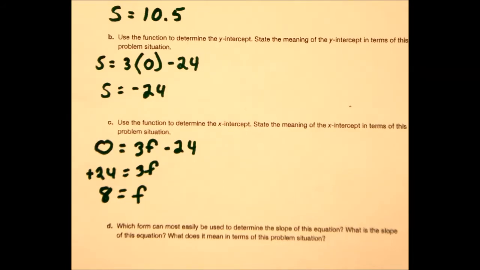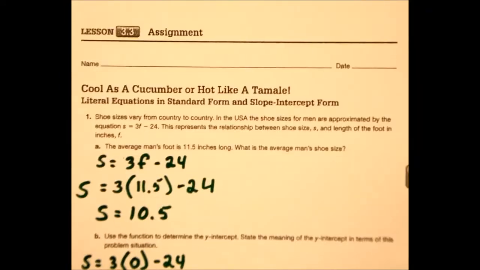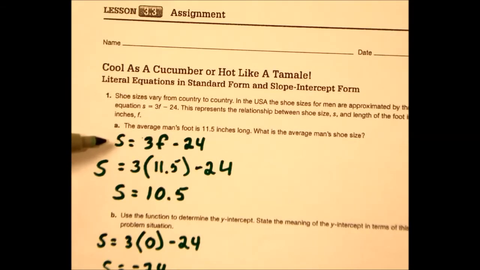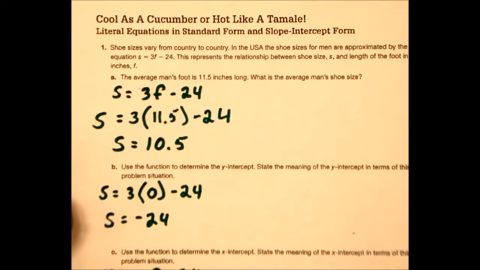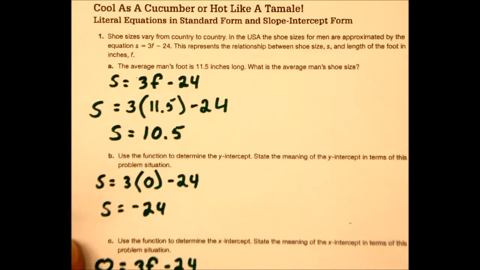Okay, so the easiest way to find this is using slope-intercept because they've given us the slope. That's why it's called slope-intercept. In standard form, we don't have the slope in it, but here we have the slope of 3. And that means what? In this equation, what does it mean? That the shoe size will increase with each additional inch in foot length. So it increases by a multiple of 3.